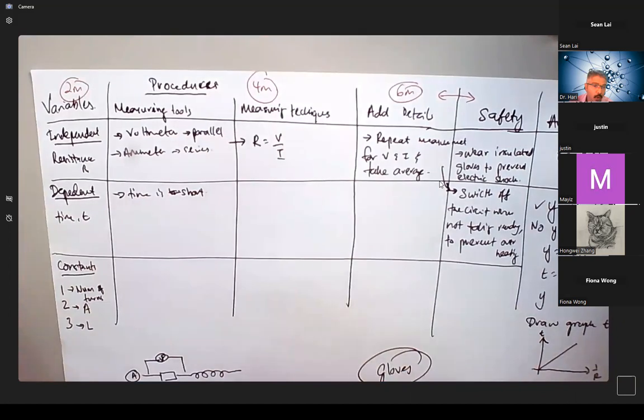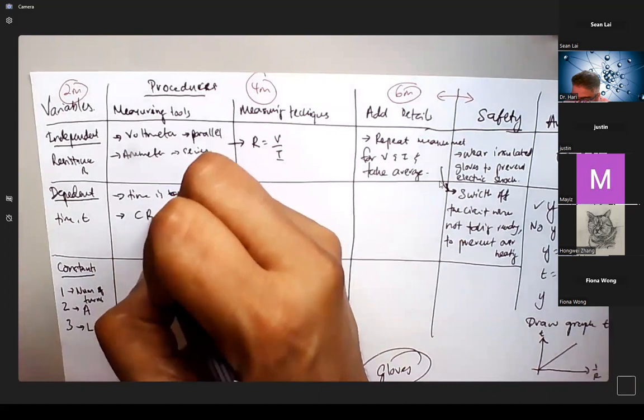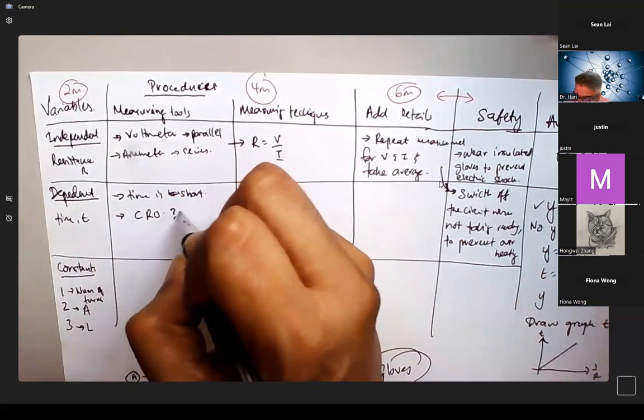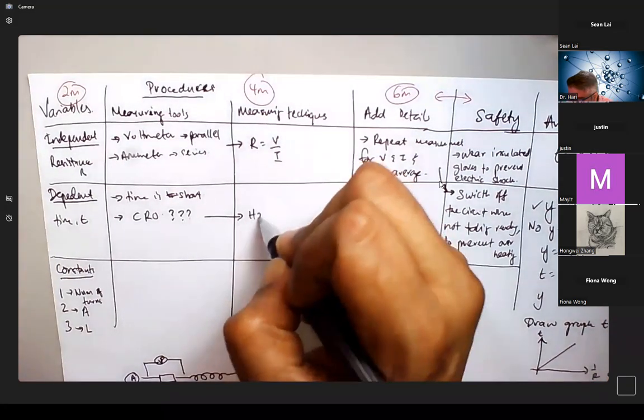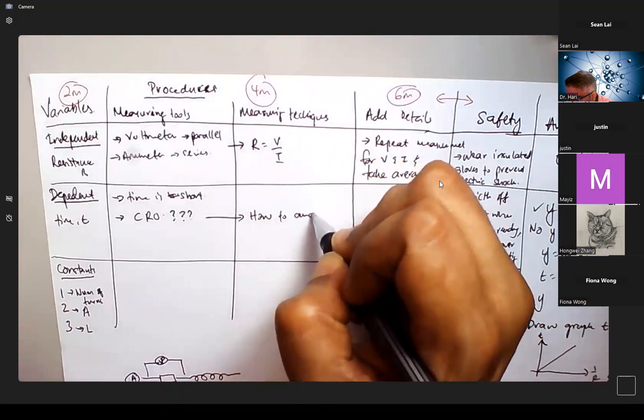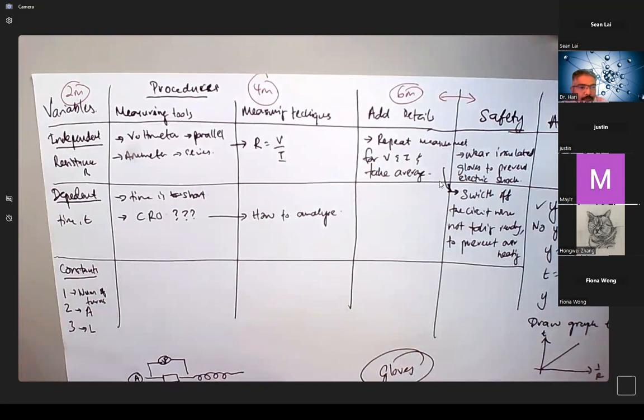So we can't use a stopwatch. The best method is using a CRO, cathode ray oscilloscope. But whenever you suggest a cathode ray oscilloscope, you must explain how to analyze it. Don't just say cathode ray oscilloscope. It doesn't give you the reading. You have to analyze it by looking at the time base and the voltage gain and so on. So you need to explain how you find the time.